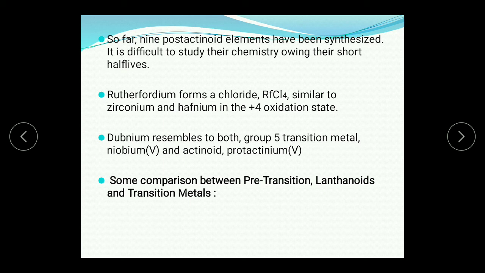Now almost everything is over, as we have studied all the transition as well as inner transition elements. Now we will study some comparison points between pre-transition metals, lanthanoids and transition metals. What are pre-transition metals? That means s block and p block elements. What are transition metals? Those are d block elements. And lanthanides are the inner transition elements. So we will compare between pre-transition, transition, and inner transition, that is lanthanoids.